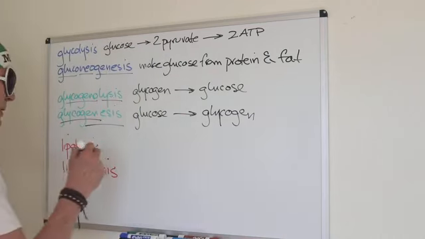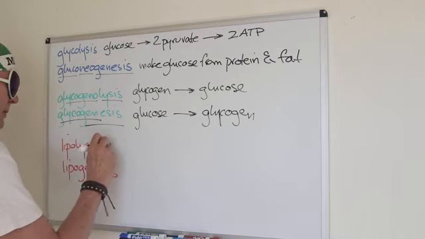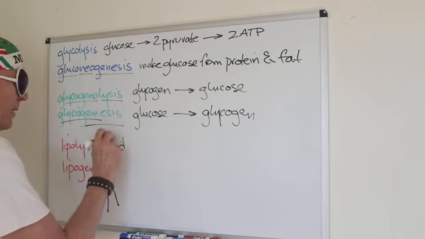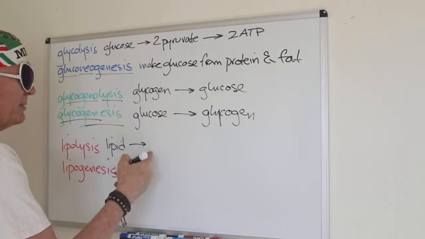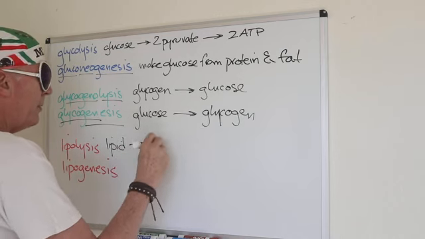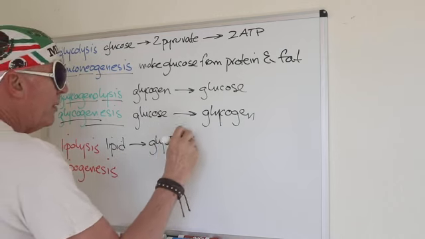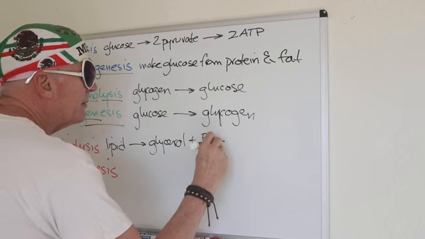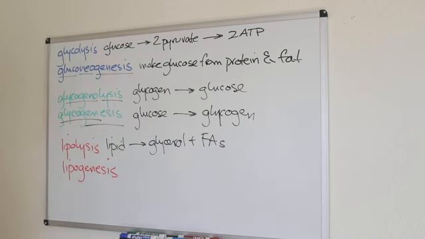So what we're going to do is take a lipid, and we're going to break it down into glycerol plus fatty acids. How easy is that? Take a triglyceride, break it into its parts, glycerol and fatty acids. Okay? That's lipolysis. Lipogenesis means making fat.